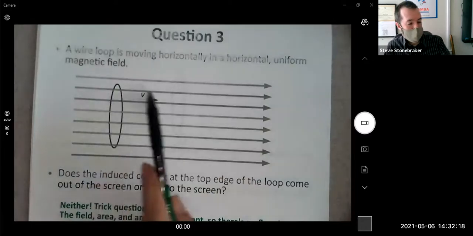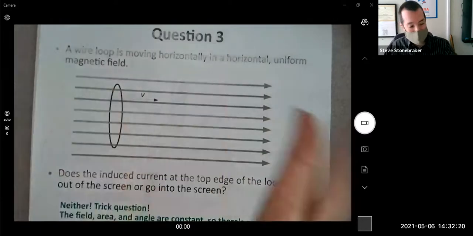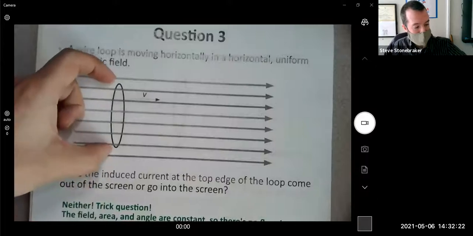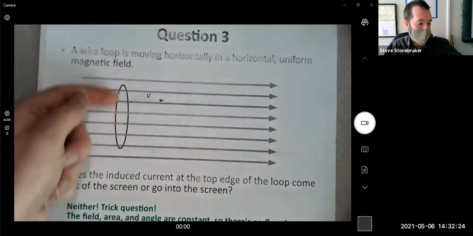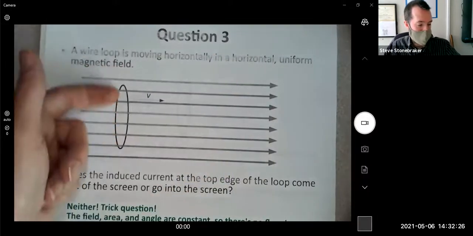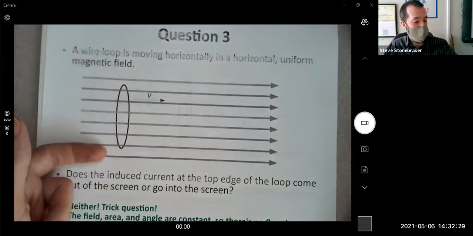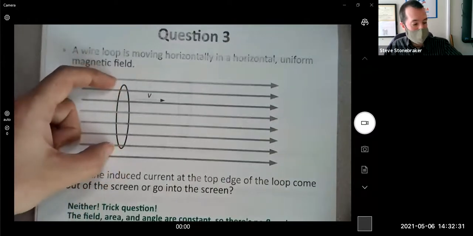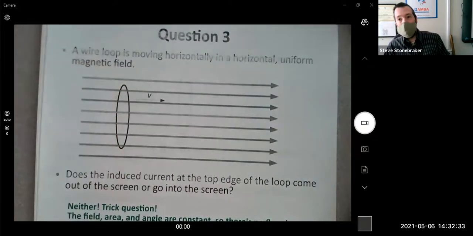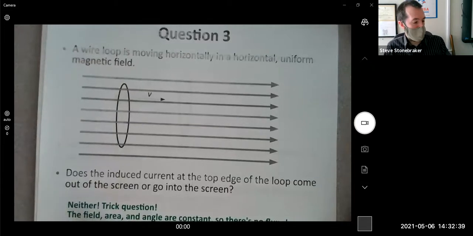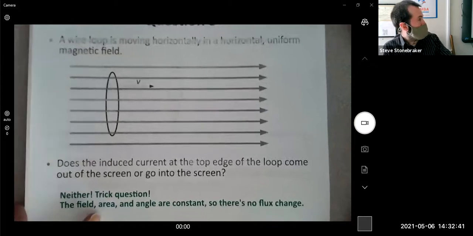No matter how long we wait, assuming the field is infinite in size, as the loop moves along, it's always going to be getting the same six lines or whatever it is that passes through it. That's not going to change. And if the flux doesn't change, then that means there's no induced effect. So no induction occurs in this case.